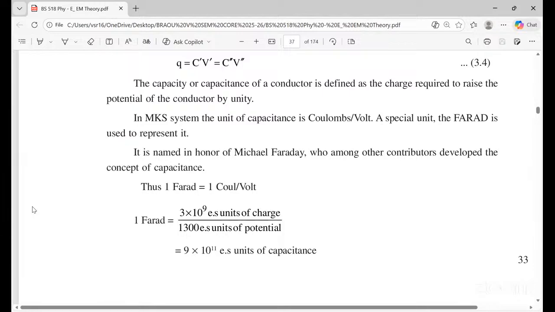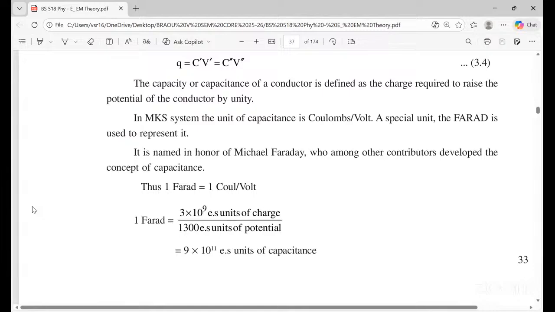So why do we call it farad here? The capacitance of a conductor is defined as the charge required to raise the potential of the conductor by a unit. In MKS units, it is coulomb per volt. A special unit, the farad, is used to represent it. It is named in honor of Michael Faraday.